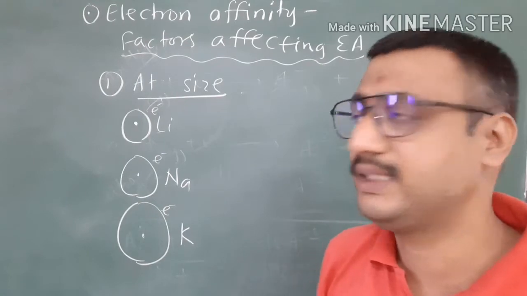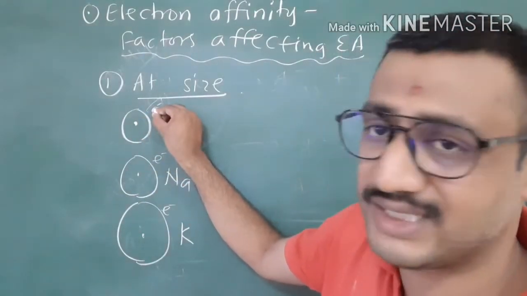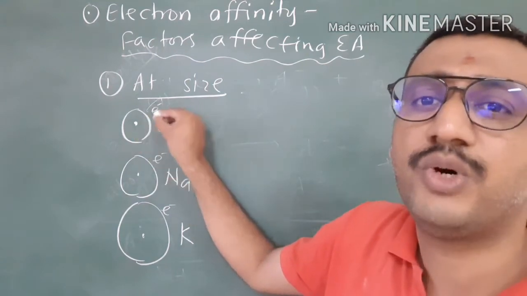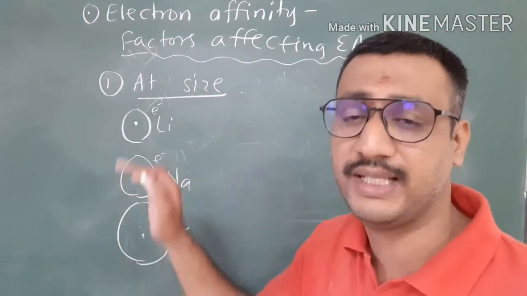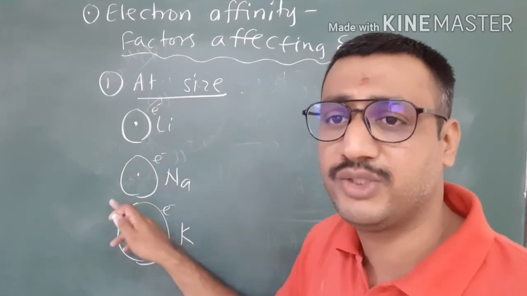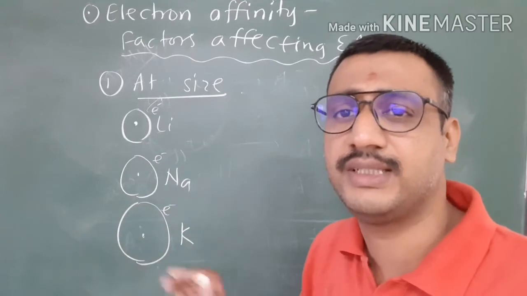So the answer is, smaller the size means the distance between nucleus and electron is less. So here, the more the electron affinity value is, the more energy is released when we put an electron in lithium as compared to when we put an electron in sodium and when we put an electron in potassium. Comparatively, the least energy will get released.